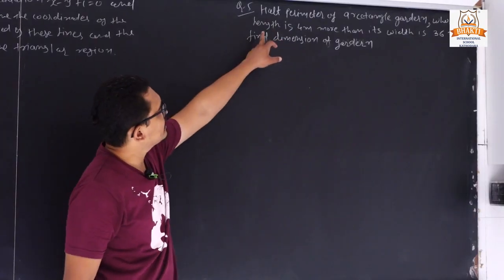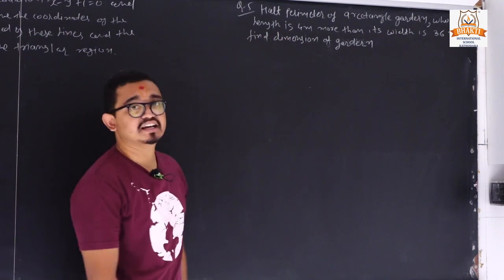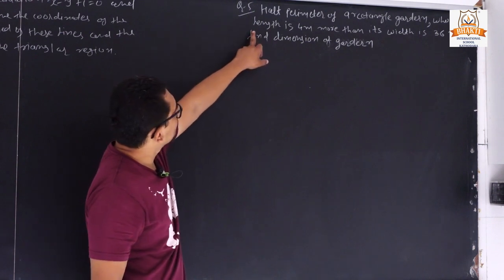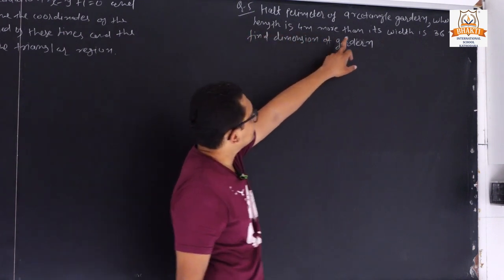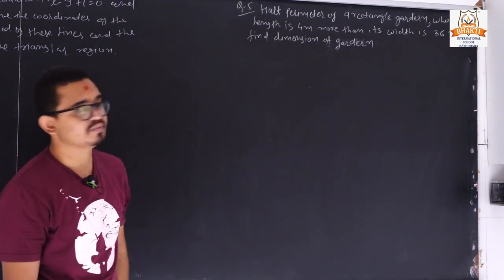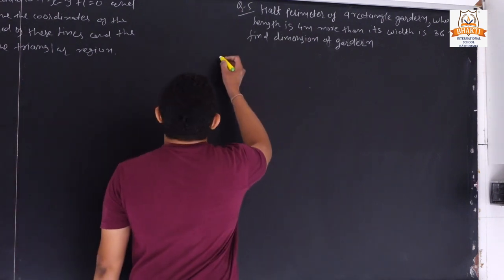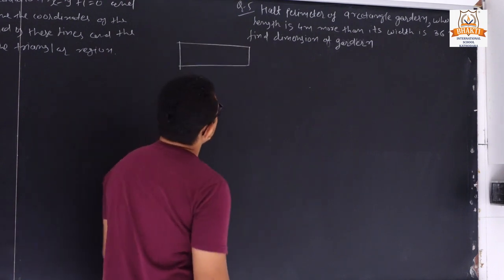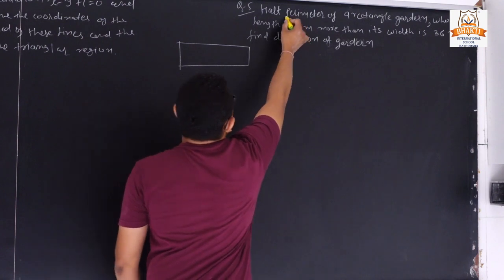Half perimeter of a rectangle garden. So here we have one rectangular garden whose length is 5 more than its width, and the half perimeter is 36. It means the half perimeter is given as 36. So first of all, the garden is like that shape, rectangle shape. And what is its perimeter formula?